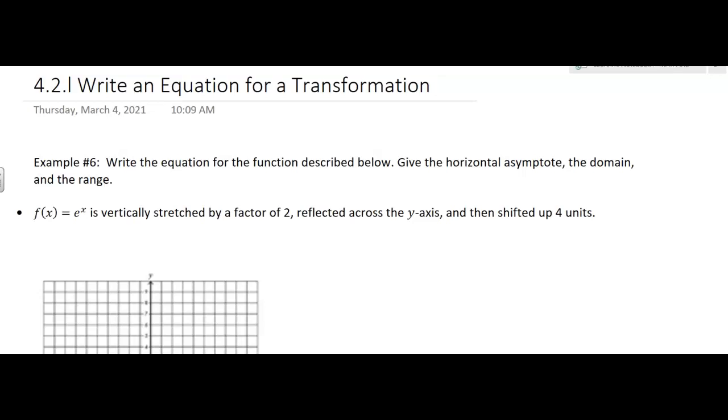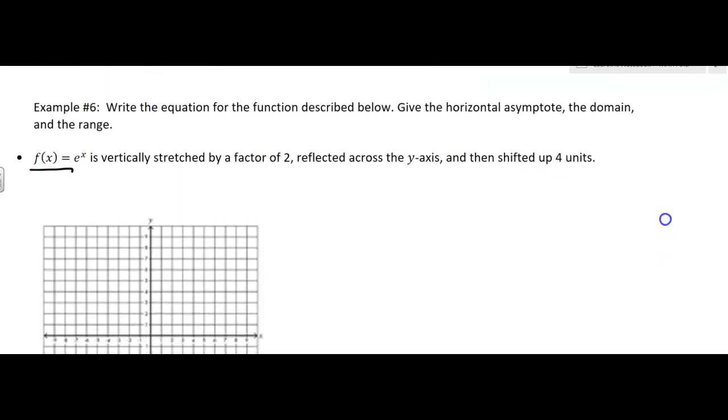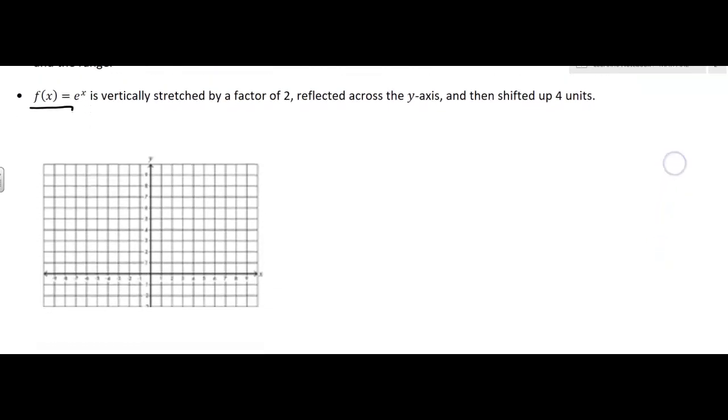So in this example, they want us to write an equation for a transformation. They give us a parent function right there. Okay, so it says write the equation for the function described below, give the horizontal asymptote, the domain, and the range. Okay, so there's our parent function.